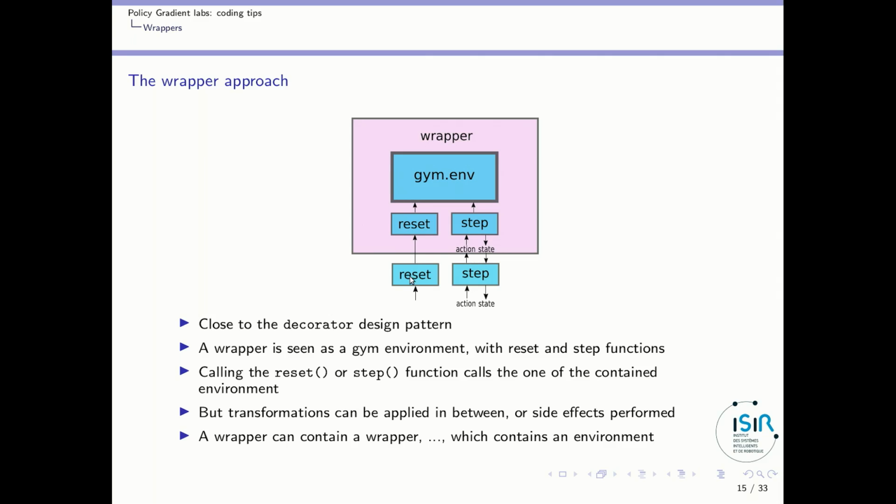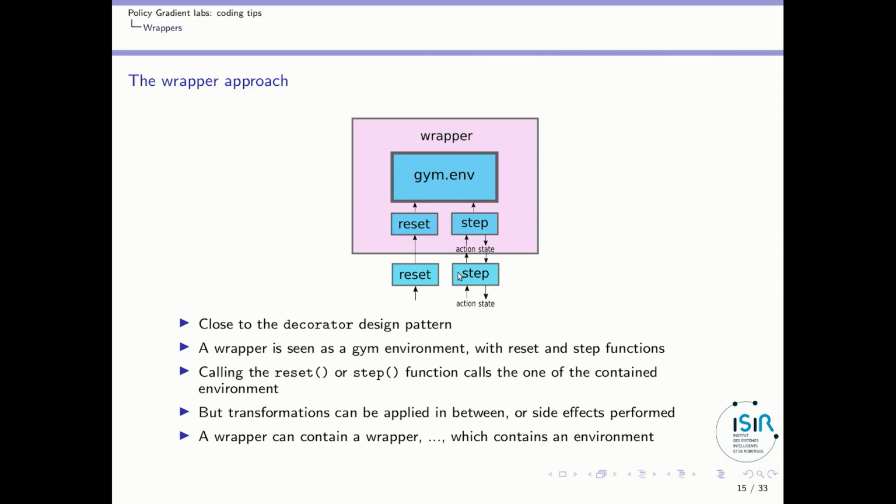But the idea is that in these methods you can perform additional treatments. So you can do more things. You will, for instance, call a reset, but here you will do something else, and then you will call the reset of the contained environment. The idea is that those transformations can be applied in between, so that they are not seen in the external code. From the external code, you are just calling reset and step of an environment as you would do with the initial environment. But here you are doing something else which is not visible in the main code.